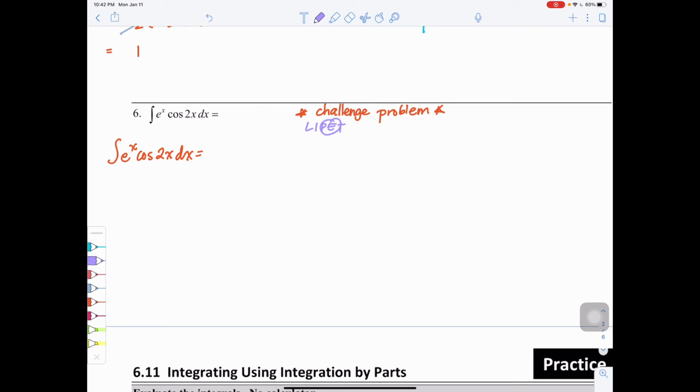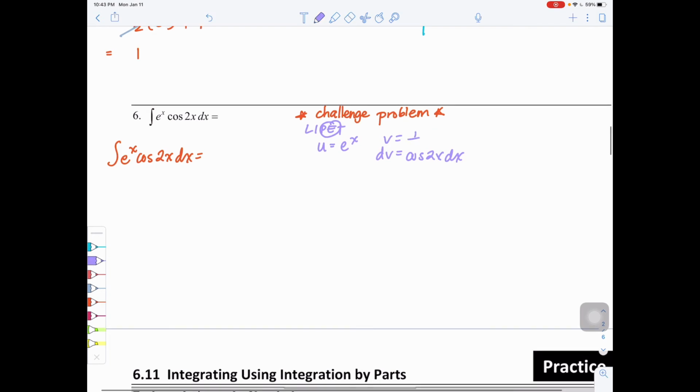So we are going to let u equal e to the x. dv must be cosine 2x dx. v must be the sine of 2x. Now the antiderivative of the cosine of 2x is 1/2 the sine of 2x. Now let's talk about that. The derivative of the sine of 2x is 2 cosine of 2x.